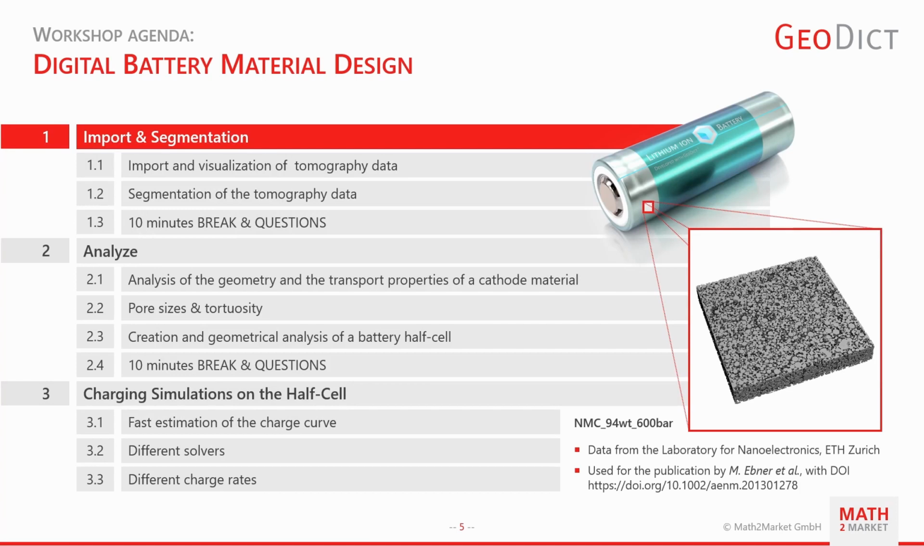We will start our training with the import of the data, but which data or which material are we actually looking at? The data we have is from the ETH in Zurich. It is an NMC cathode material. And if you want to know more about this dataset, you can refer to the publication of Ebner et al. The dataset is also publicly available, and you can download it from the website of the ETH.